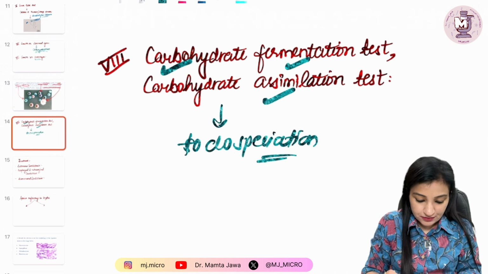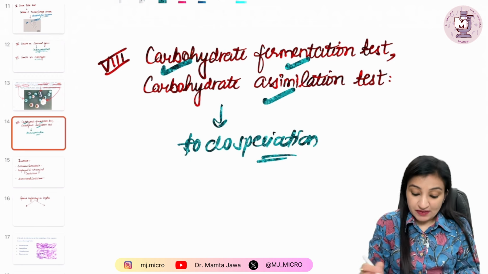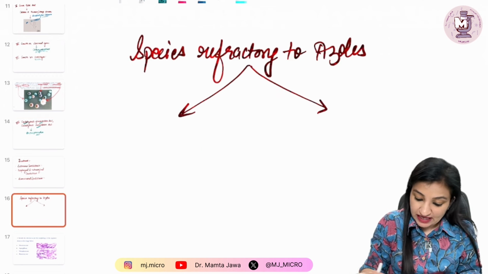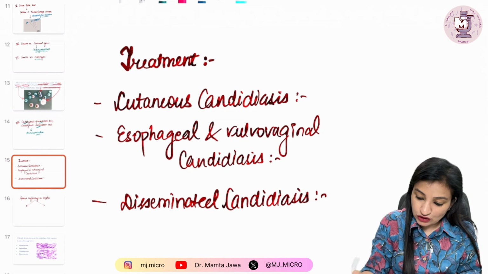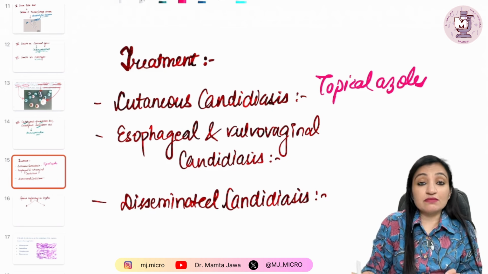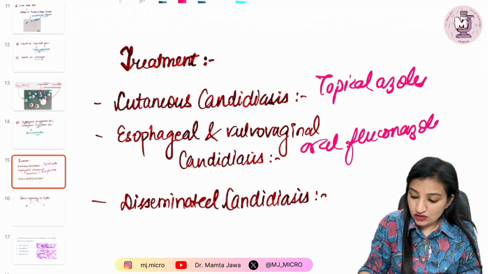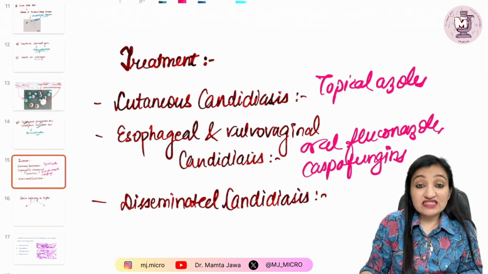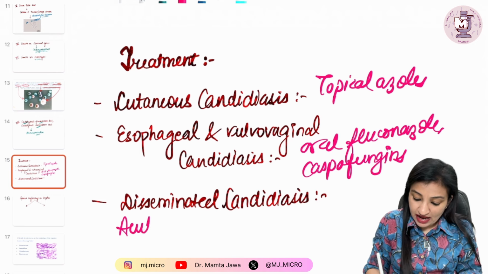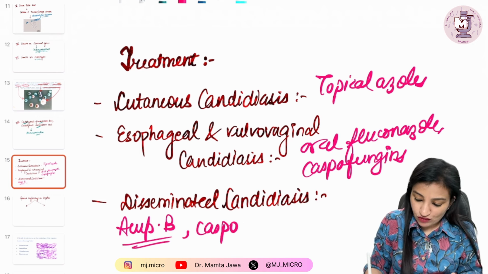Then now finally guys, now if we talk about the treatment aspects, remember for cutaneous candidiasis the drug of choice is topical azoles. For esophageal and vulvovaginal candidiasis, remember it is oral fluconazole or caspofungins can be given. And for disseminated candidiasis, remember amphotericin B, preferably liposomal amphotericin B and caspofungins.